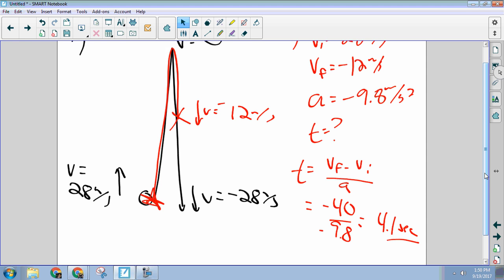So show me on my drawing. What are you trying to find? Yeah, I think from here to here. It says how long after it's thrown does it stop, right? B.